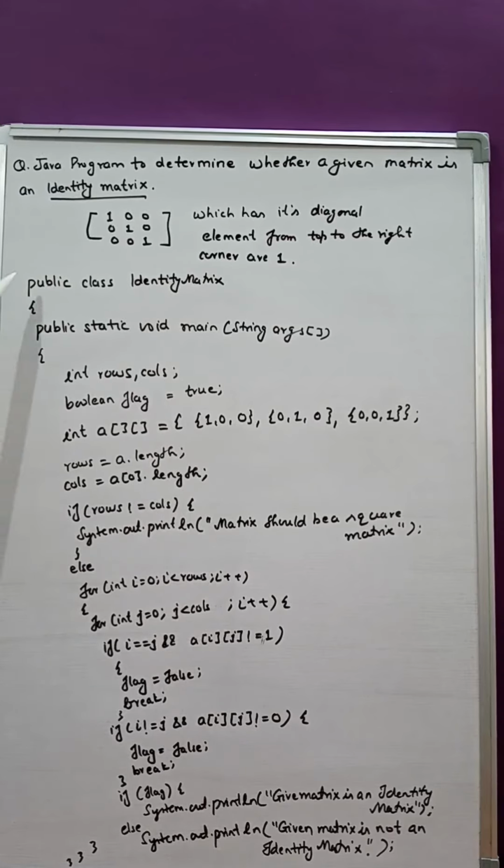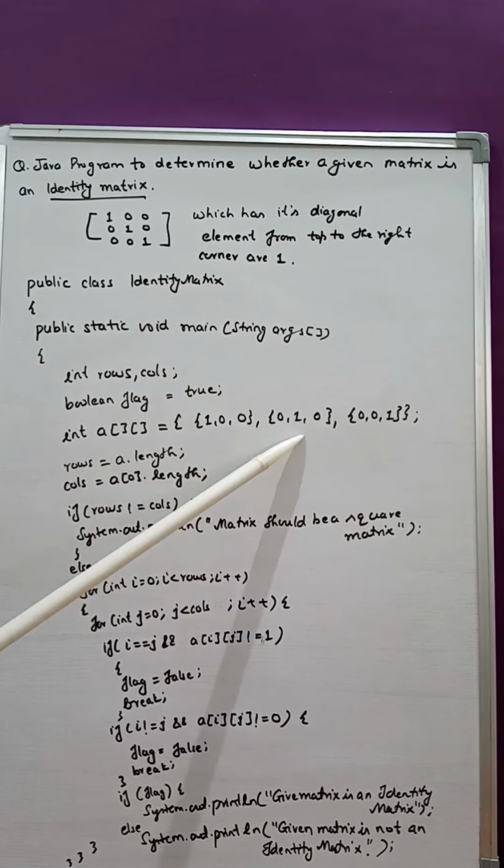Now coming to discussing the program. In this program, first we have defined the class and then the main function. Next, because we are dealing with matrices, we need to calculate the value for rows and columns. So we have taken two variables, rows and cols. This cols is for the column, and we have set one boolean variable, flag, which is equal to true. Also we have declared an array and initialized its values, which read like 100, 010 and 001.